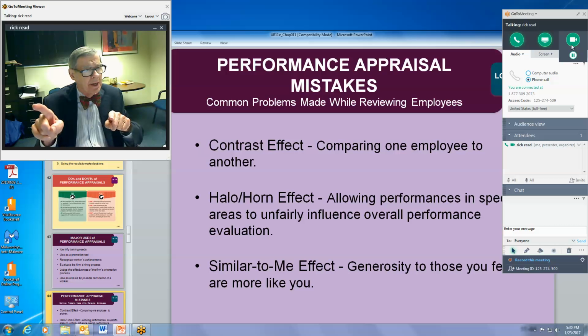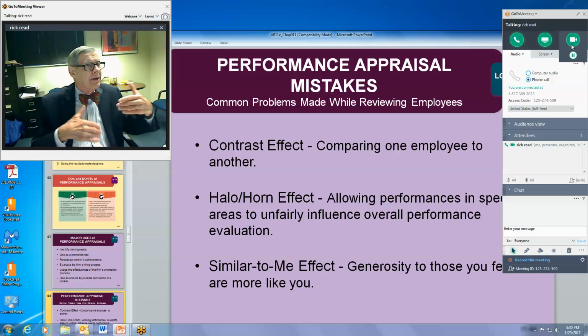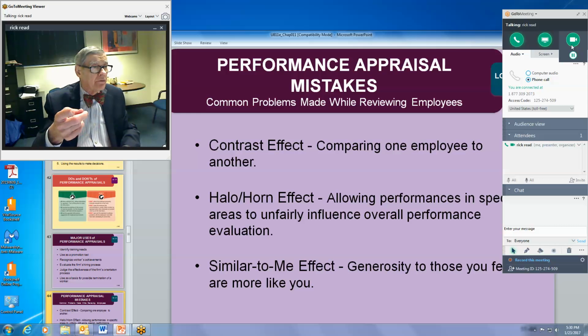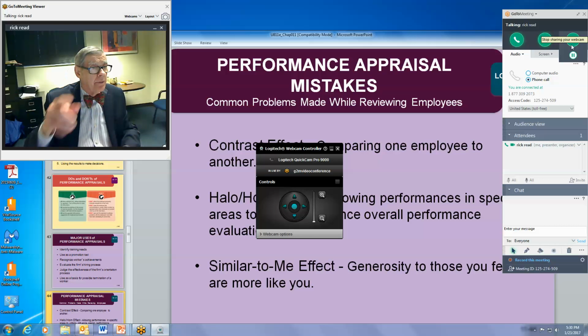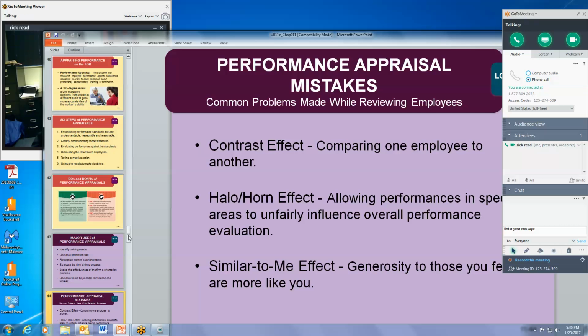Halo or horn effect performance. The most recent performance, plus or minus, adversely or positively affects the overall rating. And then similar to me: the more he is or the more she is like me, the better the rating's going to be. Have to watch out for that.